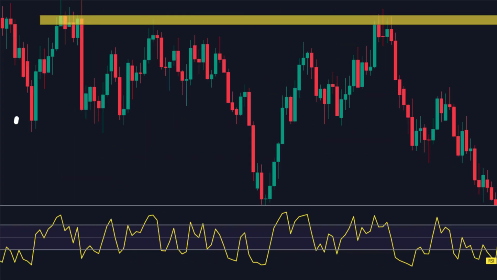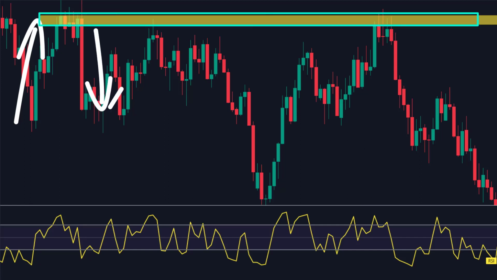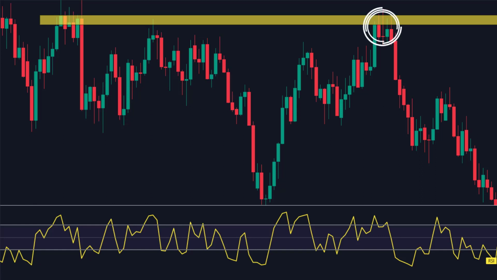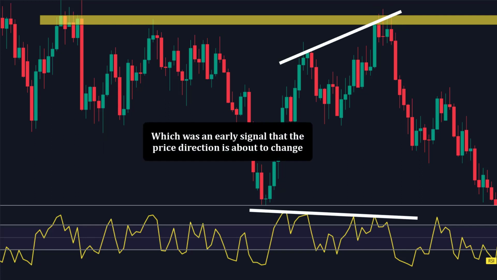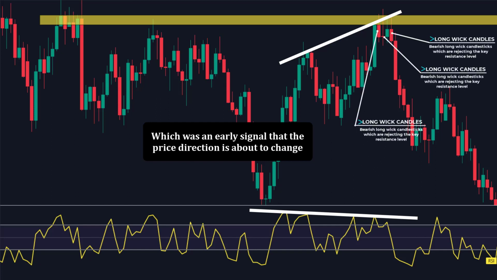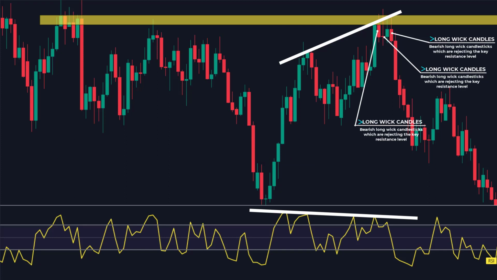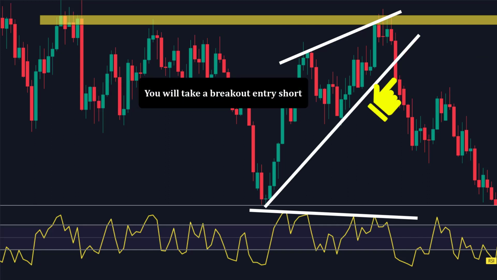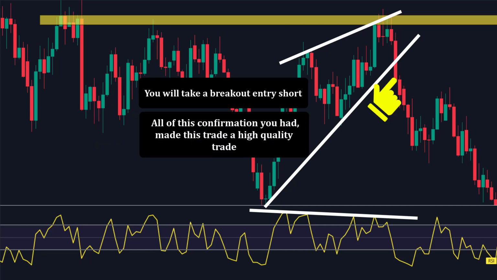Here is another example. As the price came up, it hit and reversed, giving you a key resistance level. As it came back up, it formed this price range before it continued down. As the price approaches this level again, the RSI formed this negative wide divergence, which was an early signal that the price direction is about to change. Finally, you had these long wick candles forming and rejecting the resistance, and the price reversed. To confirm the reversal, you will put a trend line like this. After the price broke below the trend line, you will take a breakout entry short. All of this confirmation you had made this trade a high-quality trade.